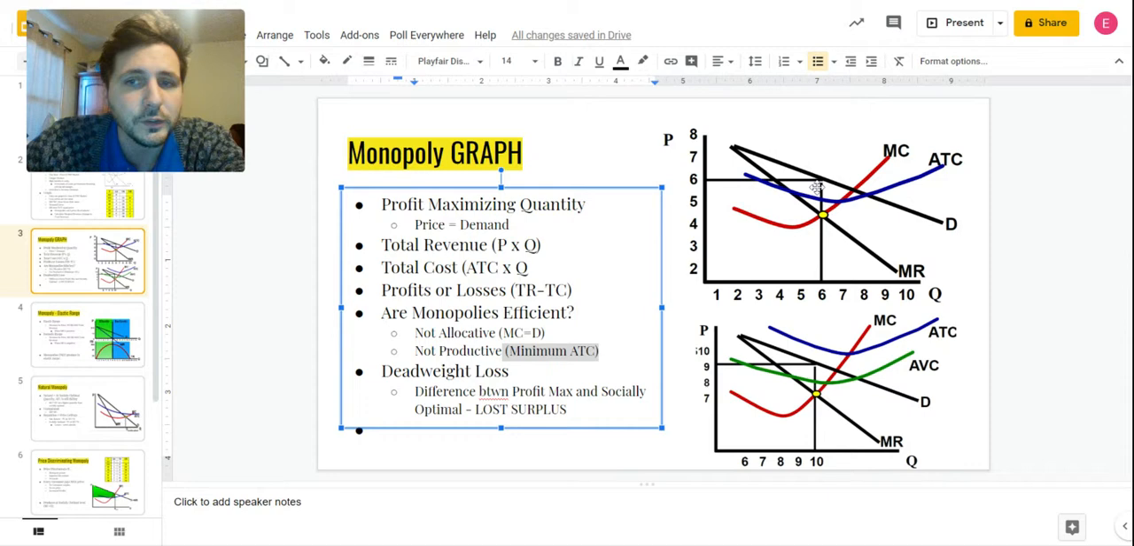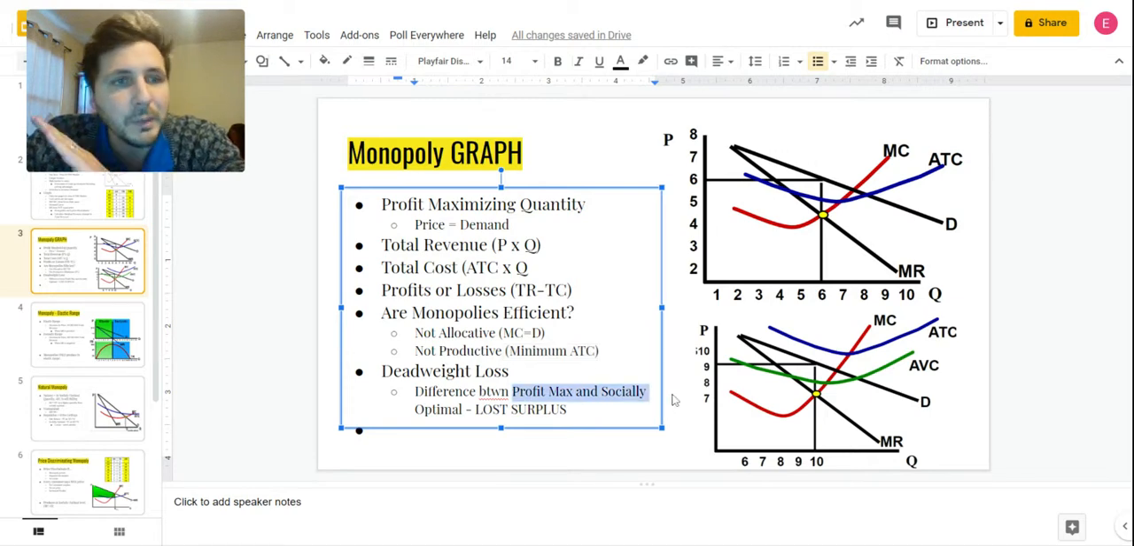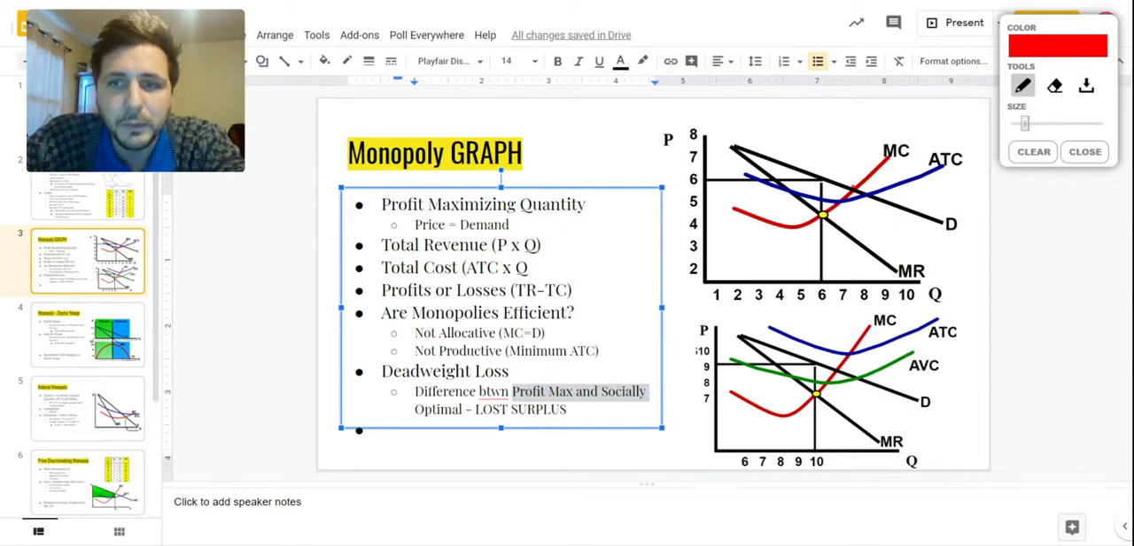So this begs the question, if we're not efficient, where's the deadweight loss? The deadweight loss is the distance between my profit maximizing quantity and my socially optimal quantity. My socially optimal is always going to be where MC equals demand, right there. Where sneaky supply equals demand. It's our equilibrium of the marketplace, if you will. Now, we're not producing there. We're producing at 10. This is the hatchet that cuts off the rest.